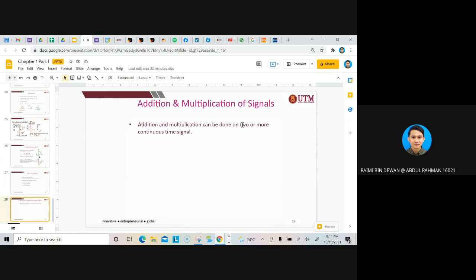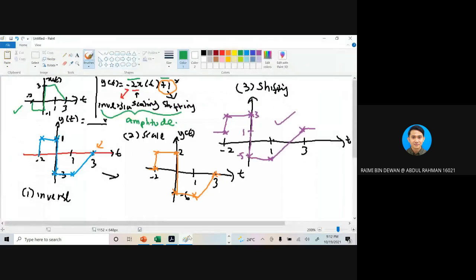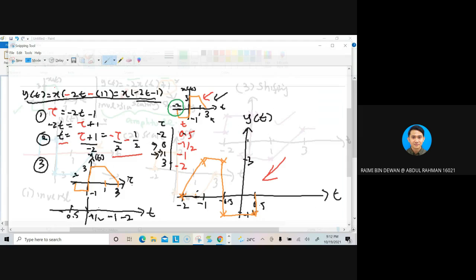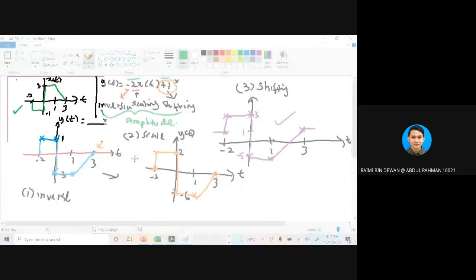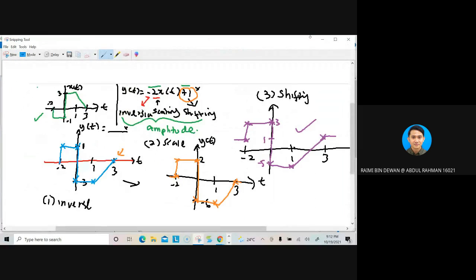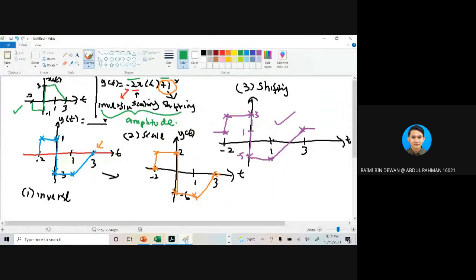For example, y(t) is equal to x1(t), when it involves addition and multiplication of signals. Let me save this first. Okay, let me save this to our slide first. Where is our slide just now?